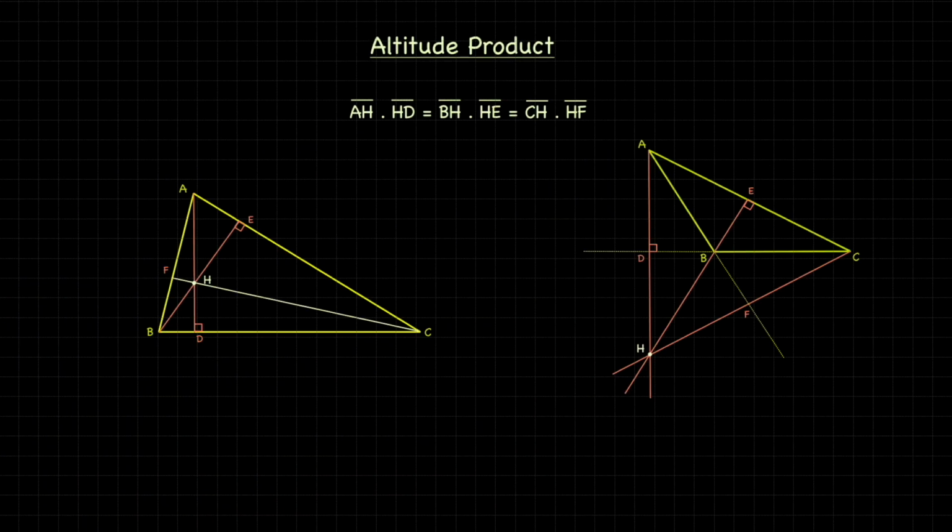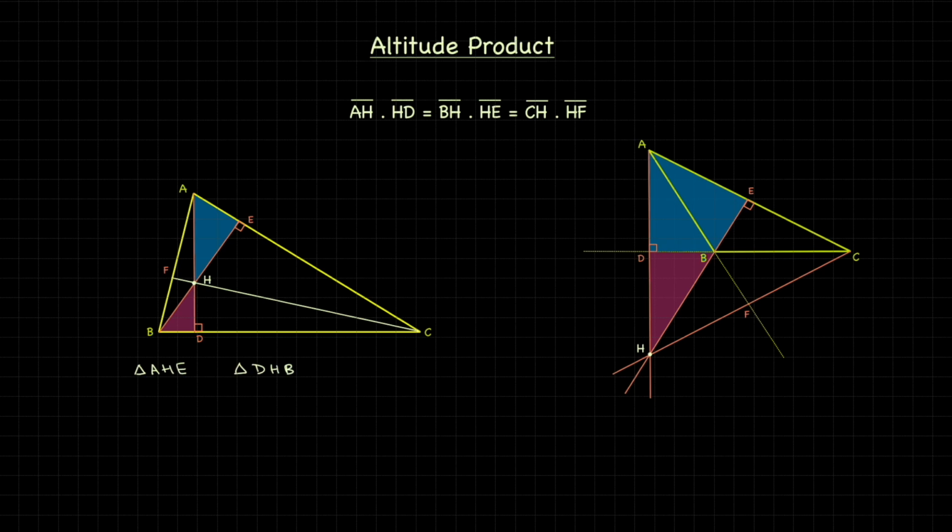The first proof that we're going to look at is the altitude product result. AH times HD is the same as the product BH times HE. So the proof will apply equally to both examples here, the acute and the obtuse triangle. I'm going to simultaneously highlight both the pictures for you to follow along. So let's consider these two triangles. Triangle AHE shown in blue and triangle BHD shown in magenta. We are going to prove that these two triangles are similar.